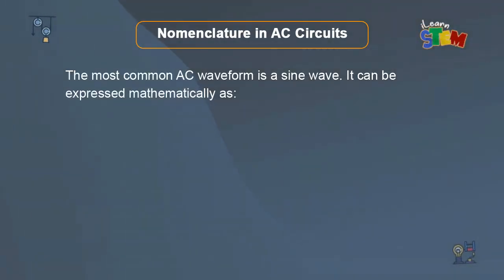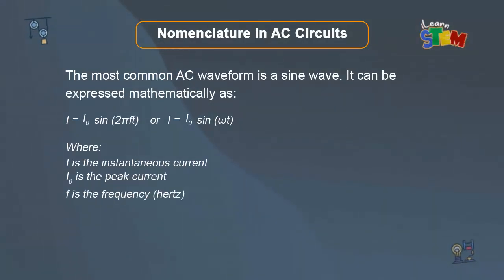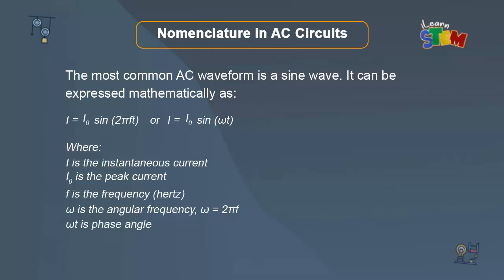The most common AC waveform is a sine wave. It is expressed as instantaneous current equals peak current sine of 2 pi ft, or instantaneous current equals peak current sine of omega t. Here, the instantaneous current is the current value at any given time. The peak current is the maximum current value. f is the frequency. Omega, which equals 2 pi f, is the angular frequency. And omega t is the phase angle.